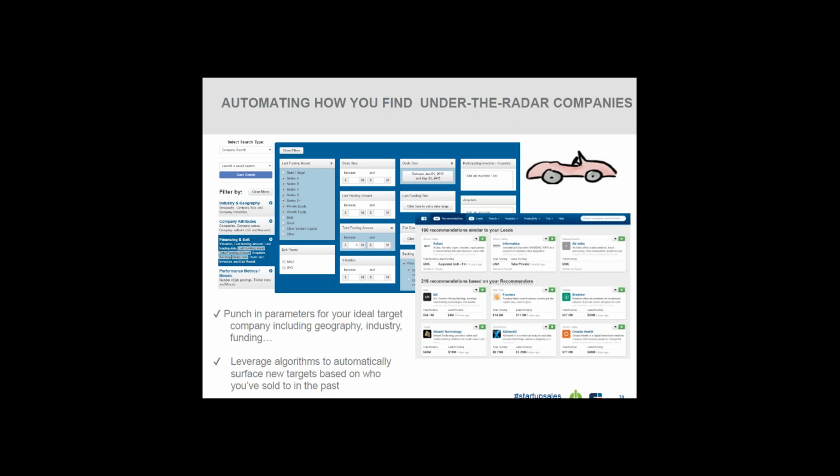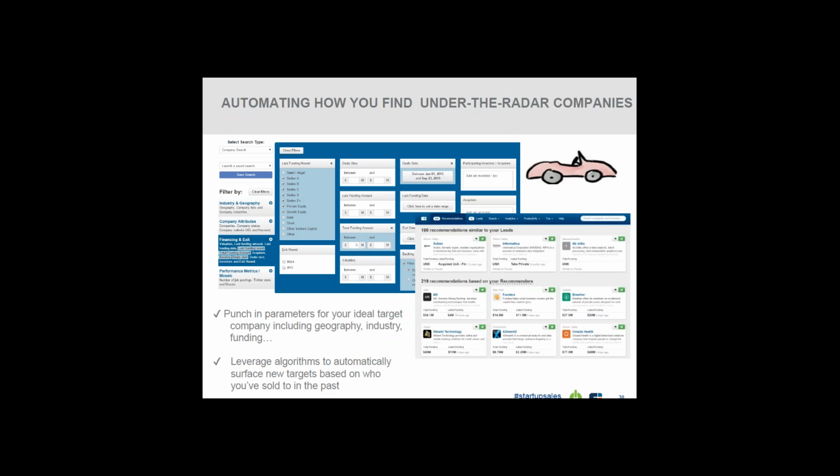How do you do it with technology? These are some screenshots from CB Insights for Sales. You punch in the parameters you want of your ideal target. Hey, I'm looking for companies in Boston that are in mobile that have raised at least $15 million, and I want a feed of those companies over time. So again, the discovery part I think can be automated here in a big way.